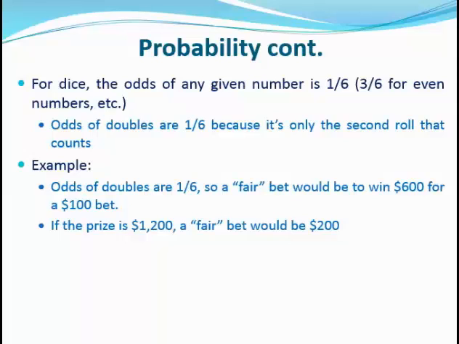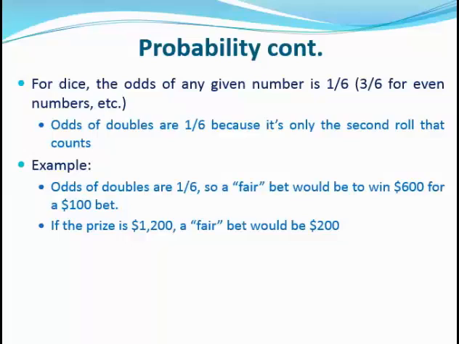So if you think about it, whenever you throw two dice, when you're playing Monopoly or whatever it is, the odds of rolling doubles are 1 in 6. Because the first one could be anything, then the second one has to be the same as the first one. So if you roll a 4, then you have a 1 in 6 chance of rolling another 4. If you roll a 2, you have a 1 in 6 chance of rolling another 2, etc.